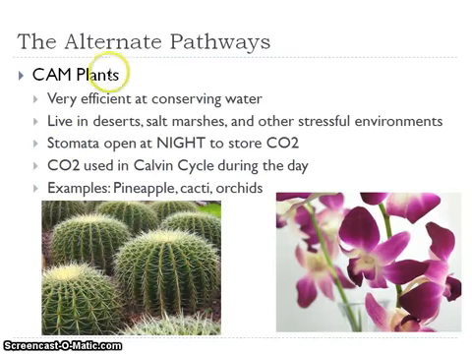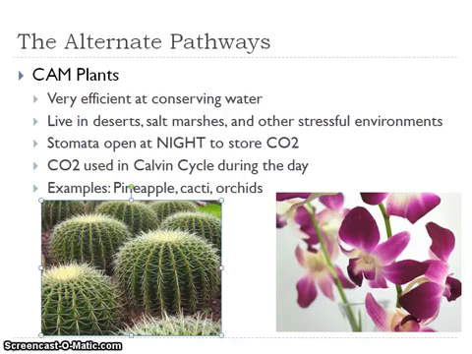The final type is called CAM plants. CAM plants are what we think of when we think of most of the plants living in the desert. They're very, very, very efficient at conserving water. So they can live in really stressful environments like deserts and salt marshes. And they can do this by opening their stomata at night. These are the only plants that do that.